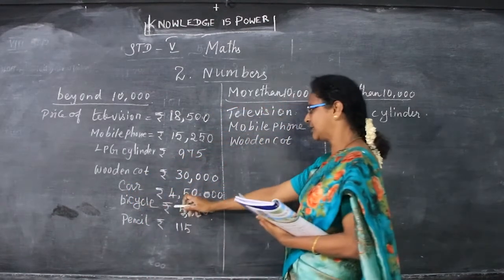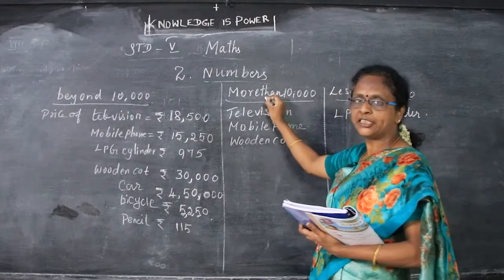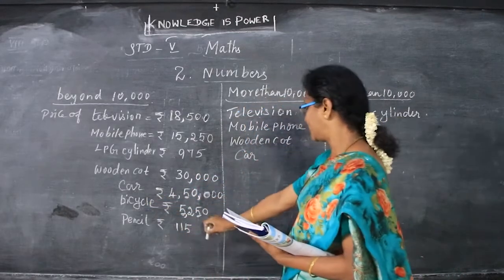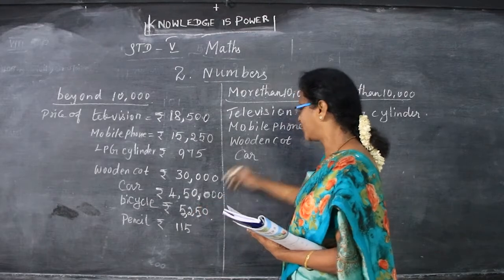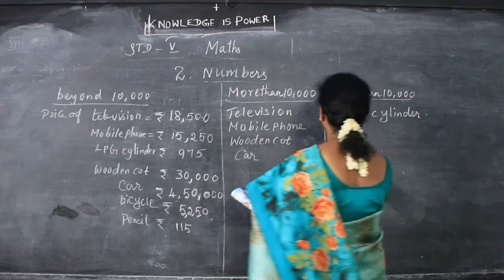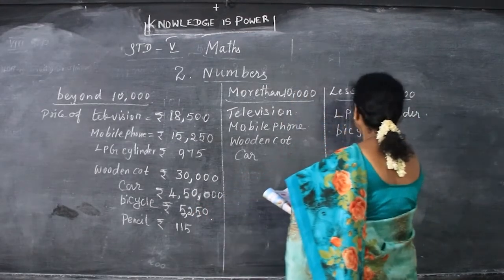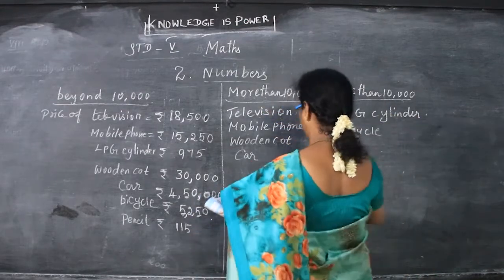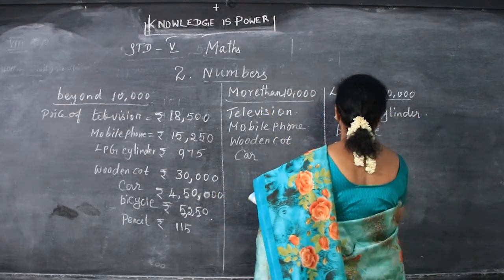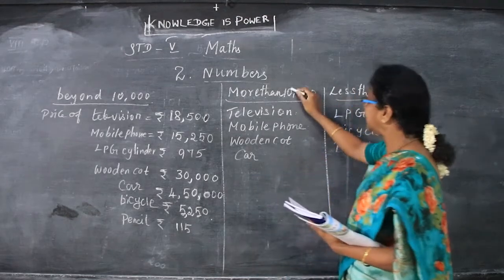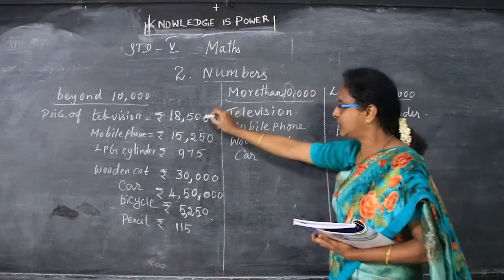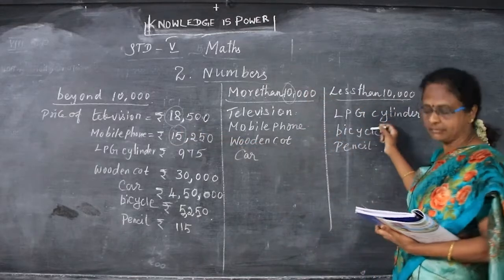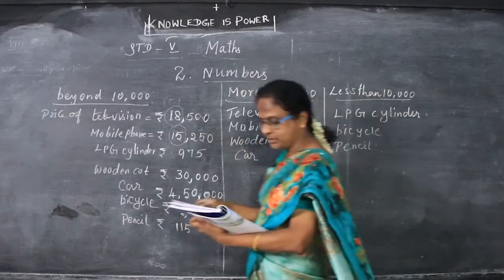Next one is the car. The car is 4 lakhs. It is more than 10,000, so you can write the car also here. And then the bicycle is rupees 5,250. So it is less than 10,000. So you can write the bicycle here. The pencil is rupees 115, so you can write the pencil here. So all the numbers more than 10,000 will come under this, and the numbers less than 10,000 will come under this section.